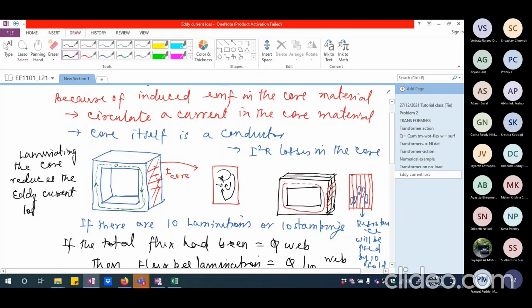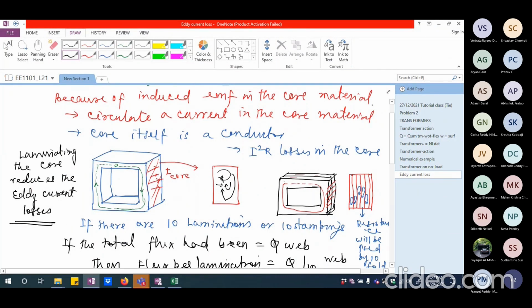Whereas hysteresis losses are not going to be affected by lamination, but it is only affected by the property of the material of the core. Whatever is the material I'm using for the core, that is going to decide how much is the hysteresis loss. And what is the frequency of operation of this particular transformer supply? That is going to decide what is the hysteresis loss of the core.